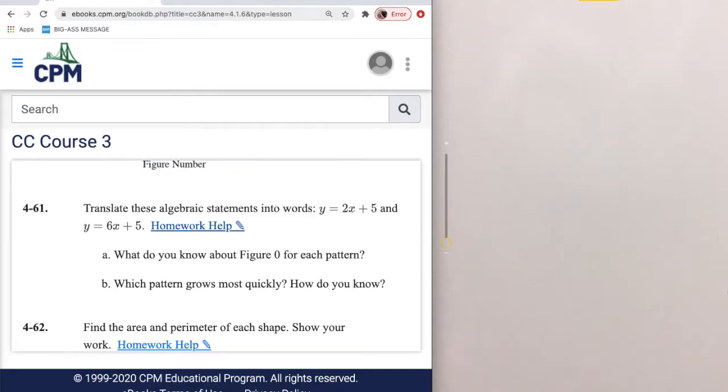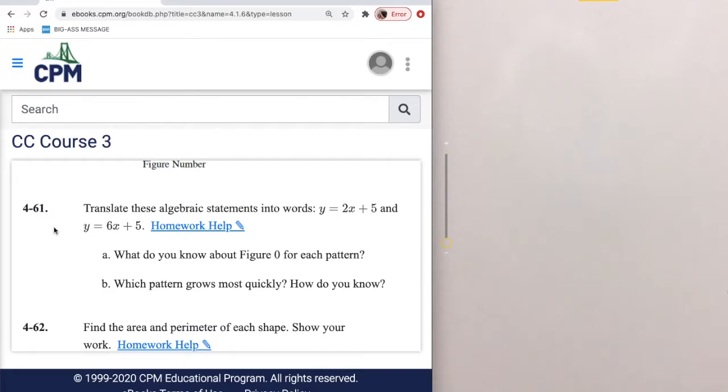Problem 4-61. We're given two equations and asked some questions about them, or algebraic statements as it calls them here. So the first step is to translate these algebraic statements into words. I'm just going to say it, but make sure you write these down. For the first, you could say something like y is twice x plus 5, along those lines.